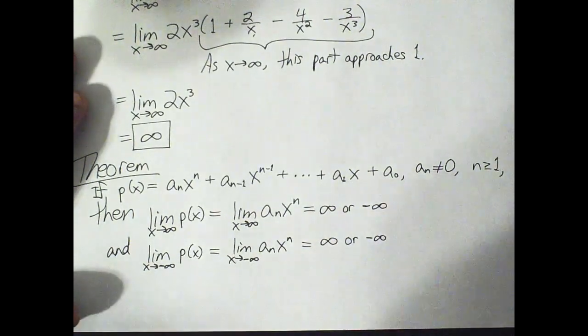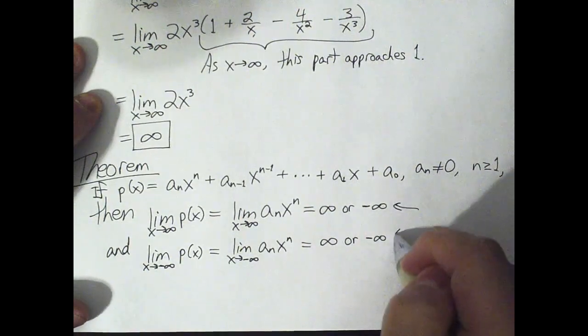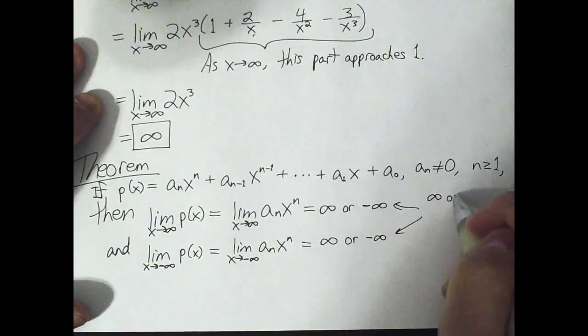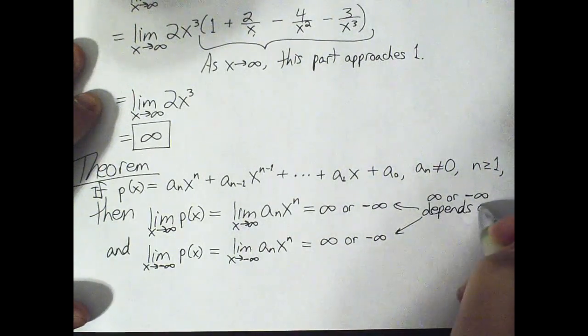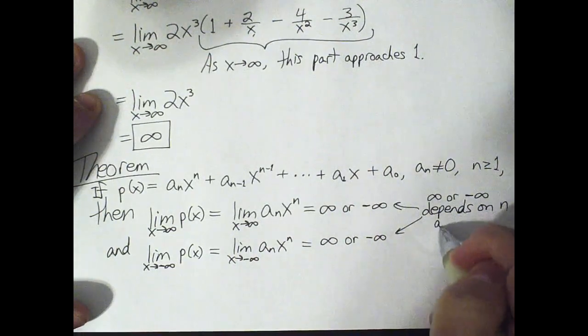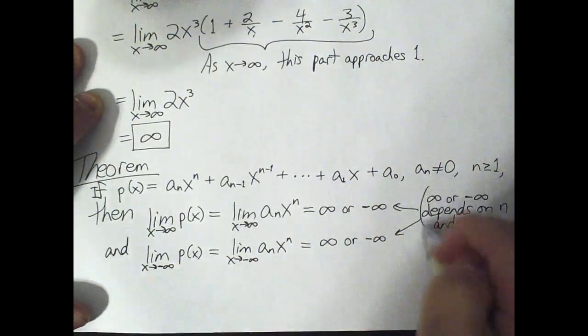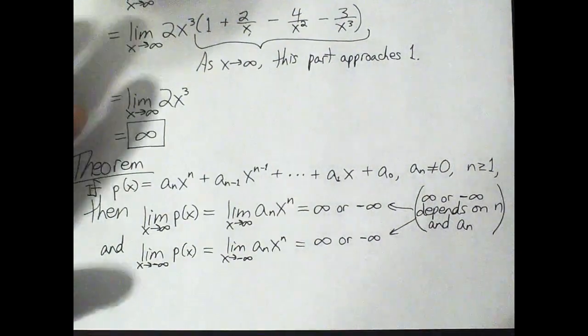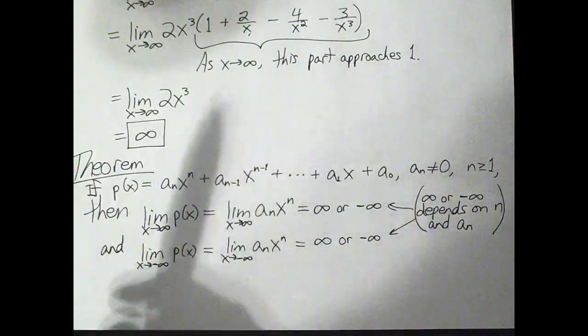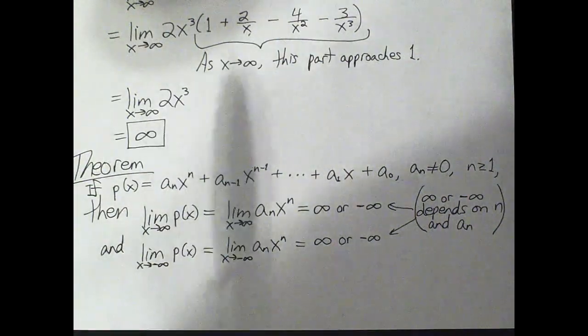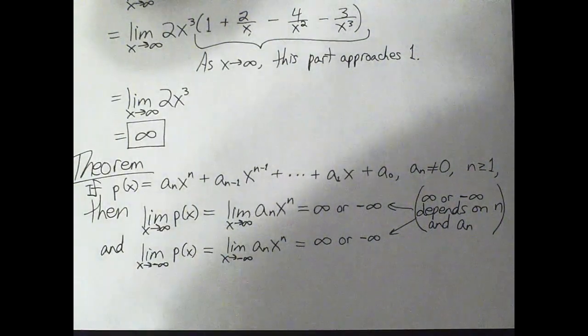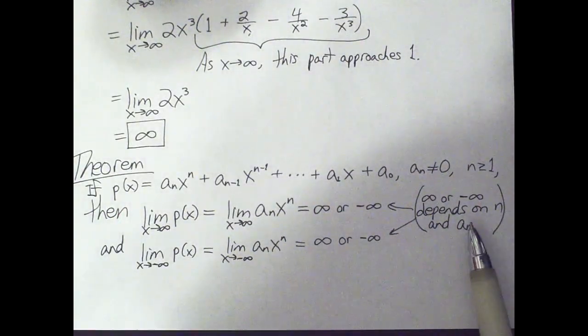So which one is it, infinity or negative infinity? Well, I'm going to say infinity or negative infinity depends on n and a sub n. It depends on the problem. In this problem, we had a 2x cubed. I mean, what if that 2 had been a negative 2? That would have changed things, right? So that's what I mean when I say it depends on the problem. It depends on n and a_n. In this one, everything was positive.